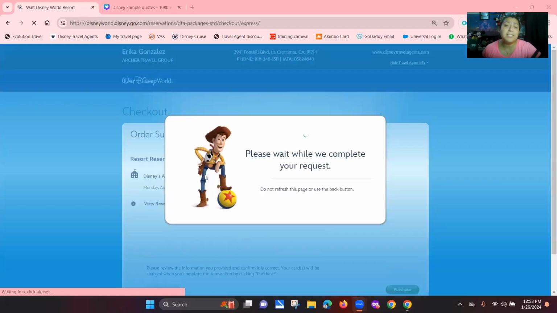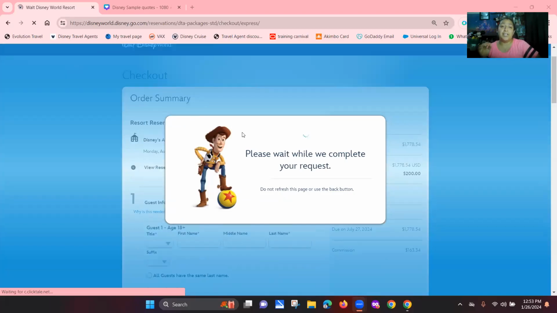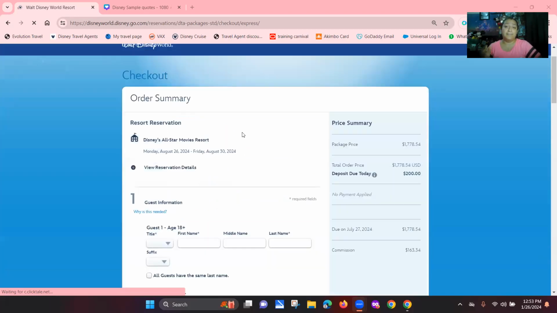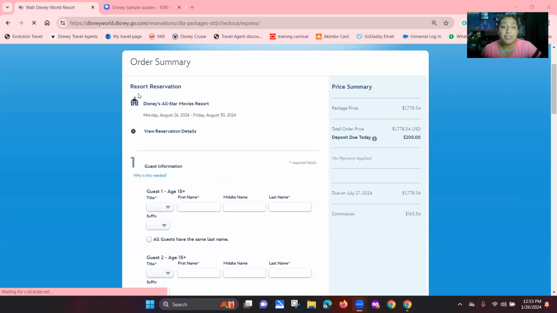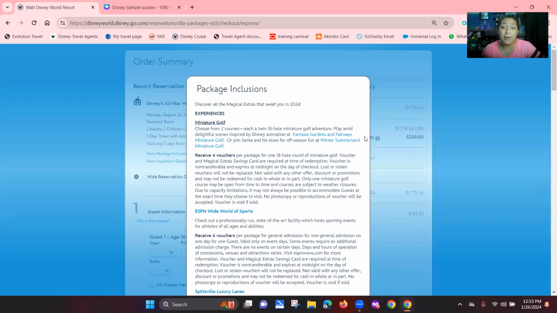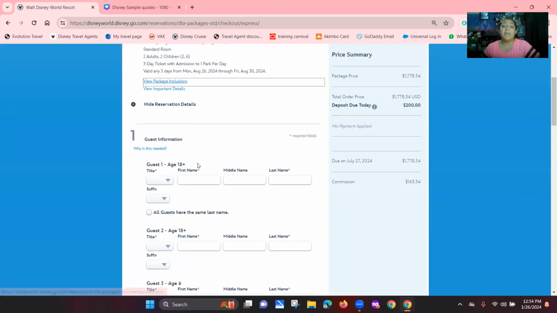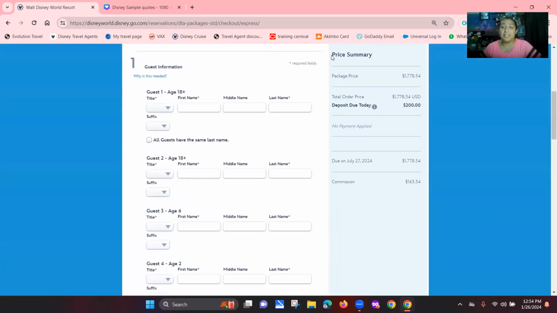From continue, this is where you guys are going to look into the payment plans. You have the resort information that goes into more detail. If you want to go into more detail, view packages, all that good stuff goes into detail about what's going on and what they're going to get. You guys can choose to read that. But on the side, you can see that it says price summary. It has the package price, the total price, and the deposit. As you can see, deposit today is $200. It has the due date on here as well as your commission.